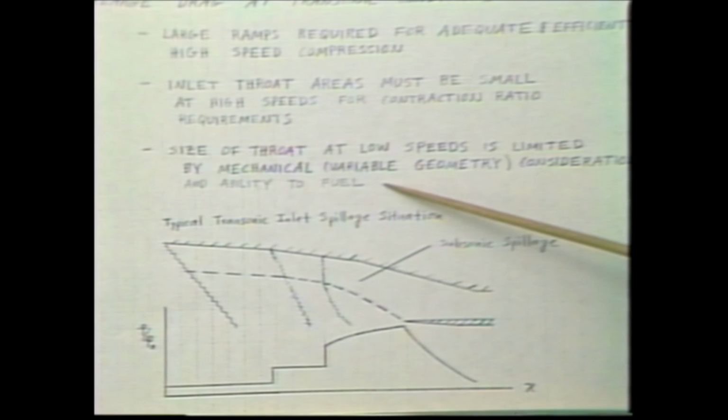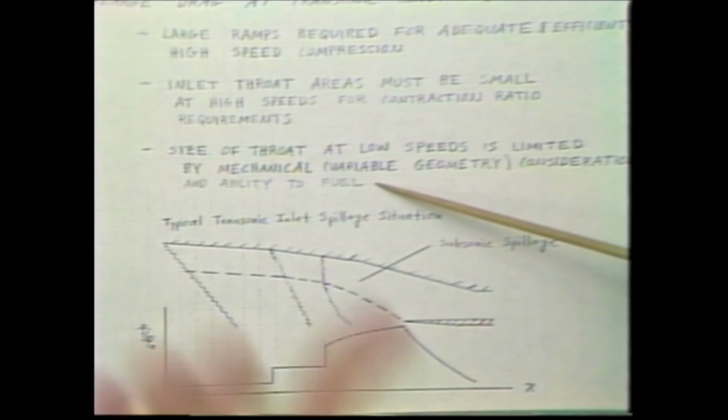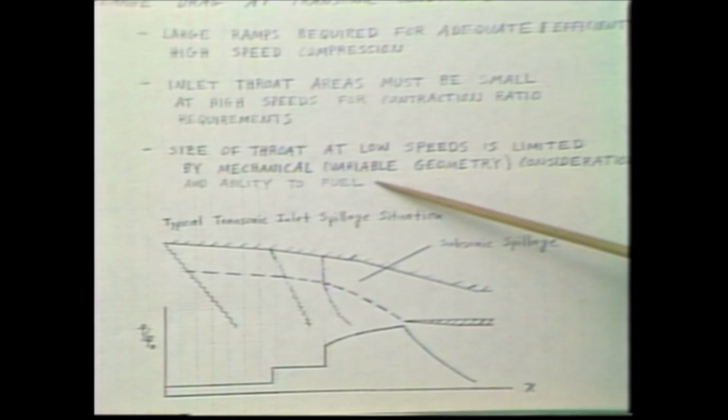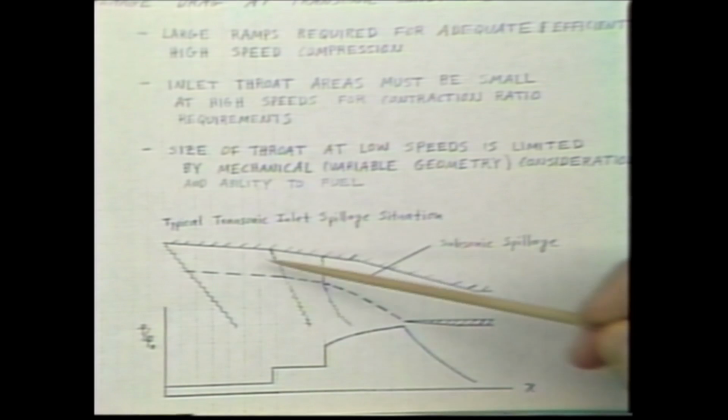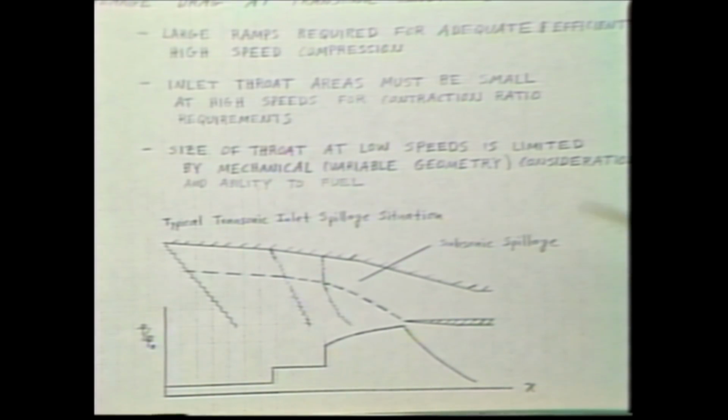And the size of the throat at low speeds is limited by mechanical considerations and your ability to fuel that big depth of air. So you can only open up that throat so much at low speeds. If you could collapse all those high-speed ramps, it'd be great because you'd reduce that drag, but that's very difficult to do in practice.